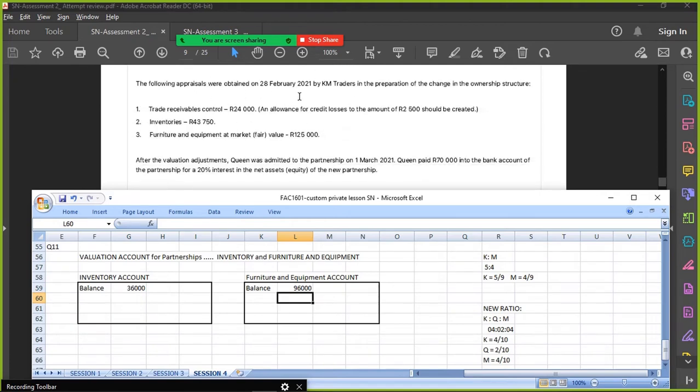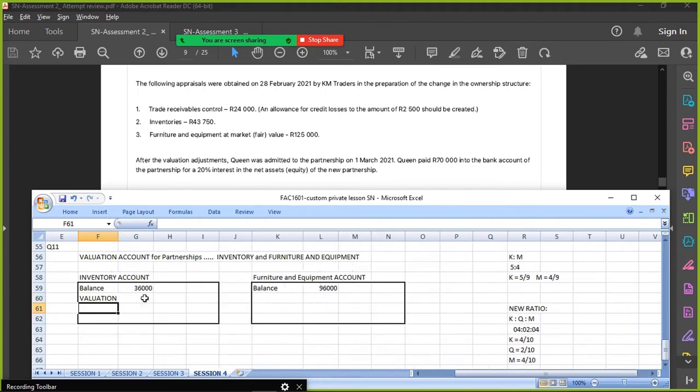They said the appraisals were done. The trade receivables control account, that's fine, we're not looking at that. Inventory was worth more than what it was. If it's worth more, obviously the benefit is going to be split to the partners. Does that make sense? So there's going to be a valuation. Let me keep it simple. The valuation is 43,750 less what it is worth currently, so there's an additional 7,750 which would be added to the value of the inventory.